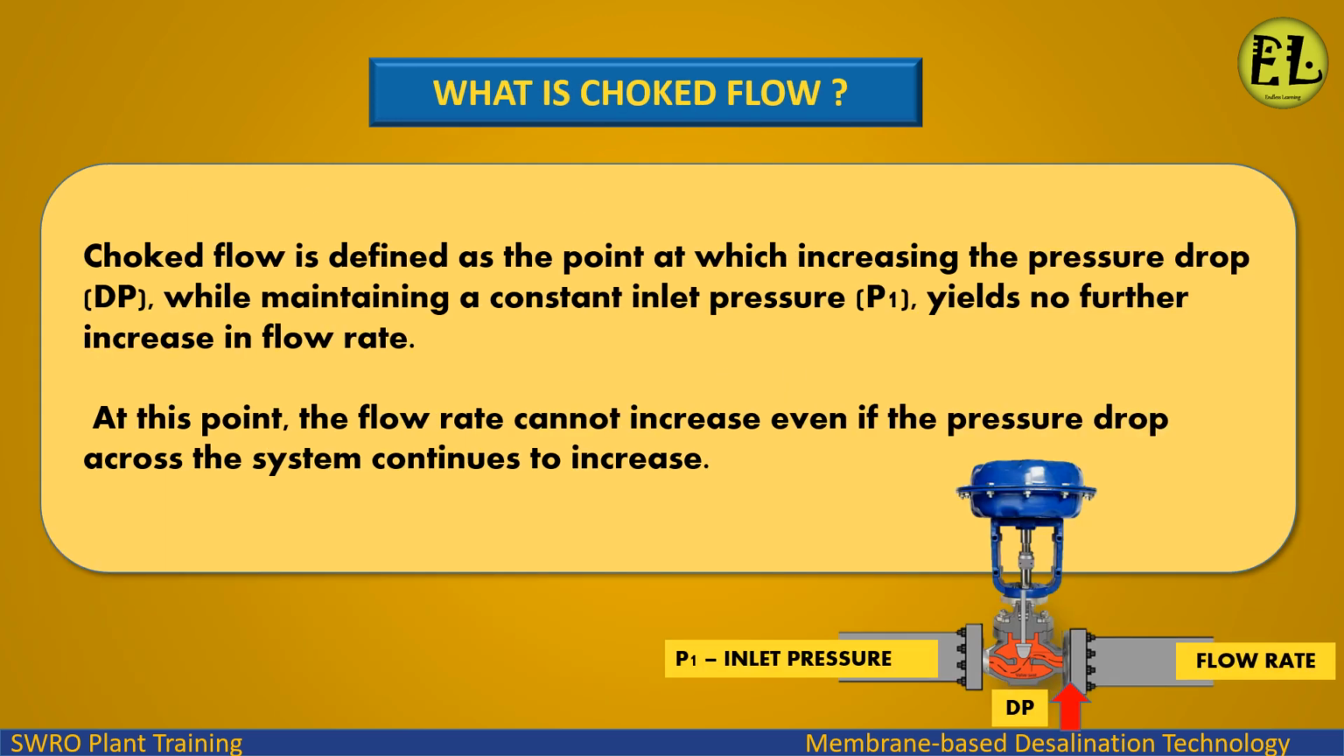Choked flow is defined as the point at which increasing the pressure drop, dP, while maintaining a constant inlet pressure, P1, yields no further increase in flow rate. At this point, the flow rate cannot increase even if the pressure drop across the system continues to increase.